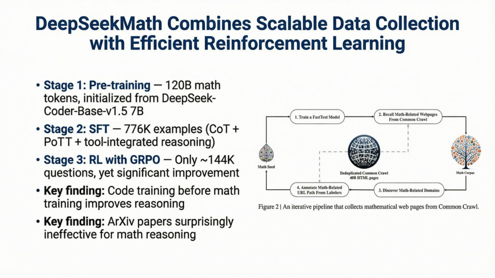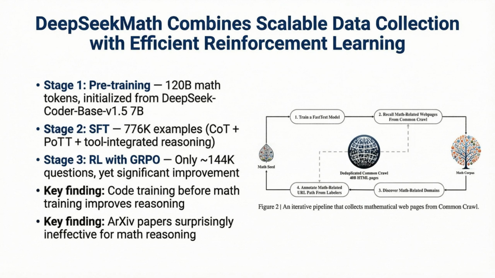First, pre-training. They built a 120 billion token math corpus from Common Crawl, that is, the raw web, using an iterative classifier. They started with OpenWebMath as seed data, trained a fast text classifier, mined more data, had humans annotate it, and repeated this 4 times. Second, supervised fine-tuning with 776K examples. Third, and this is our focus, reinforcement learning with GRPO using only about 144K questions.